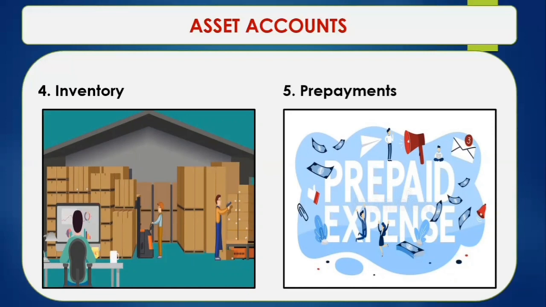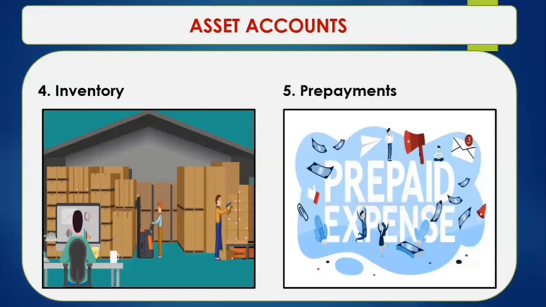Another asset account that we have would be prepayments. These are the advance payments made by the company. For example, the company paid rent in advance for 1 year. The advance payment is called prepaid rent expense. If we paid in advance for advertising expense, then we call it prepaid advertising expense, okay?